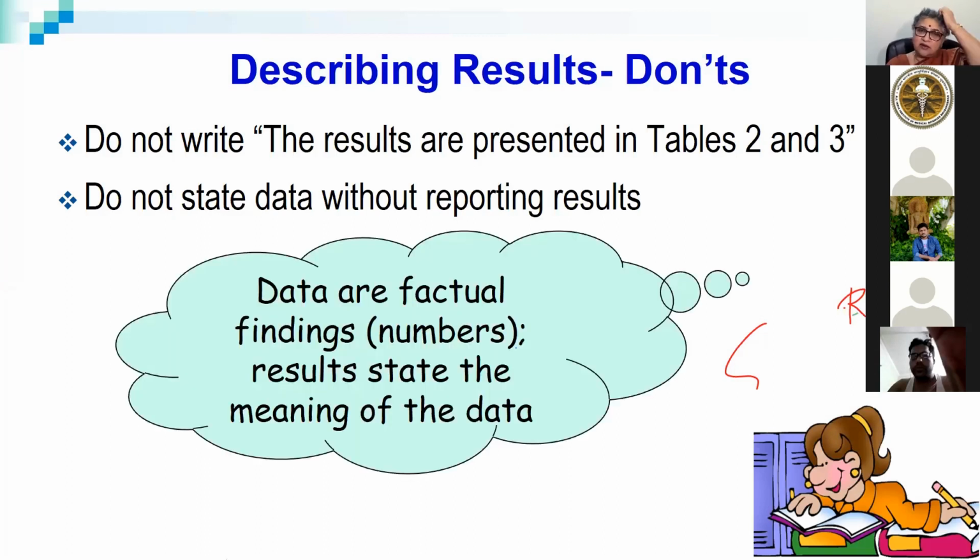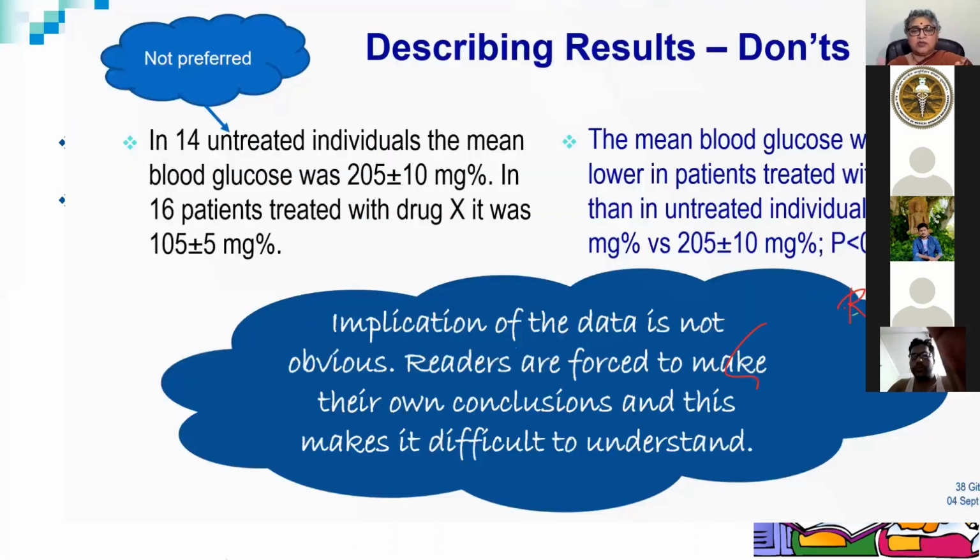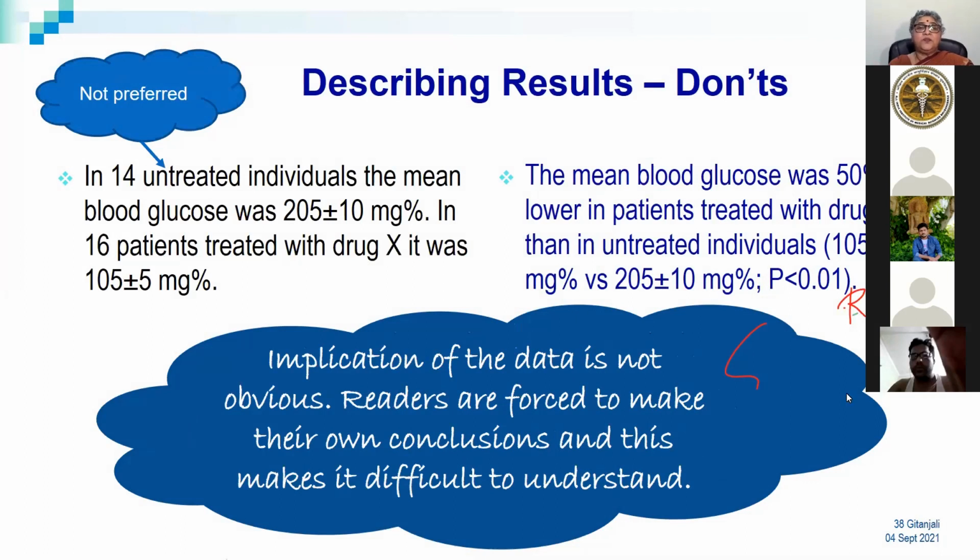Okay. So data are factual. Results state the meaning of the data. And this is what I mean. So in 14 untreated individuals, the mean blood glucose was this. In 16 patients treated with drug X, it was this. This is not the preferred way of writing results. The same results can be written like this.